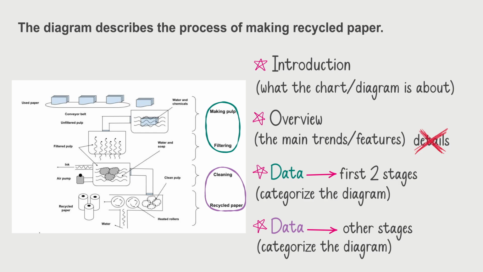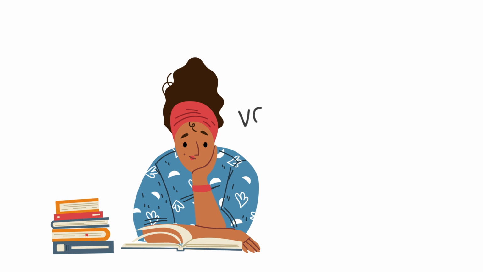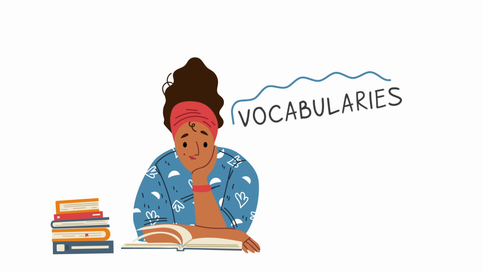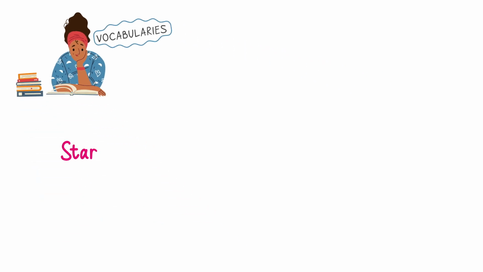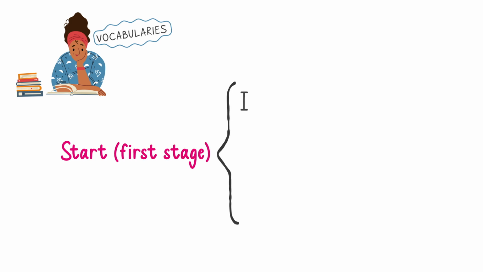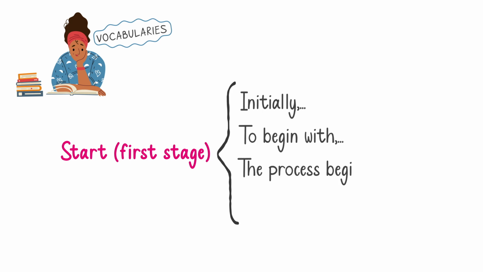Now, one thing is very important in describing stages. There are some words that you have to know when you want to describe the stages of a process diagram. So when you want to start writing about the first stage, you can write these words: initially, to begin with, the process begins when, and at the beginning. So these are 4 phrases that you can use when you want to describe the beginning of a process diagram.